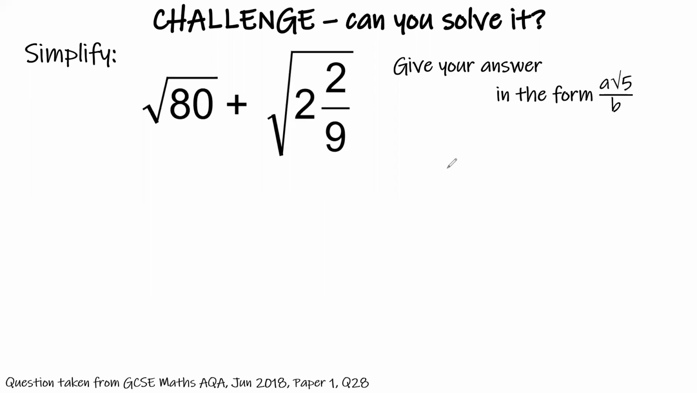So today we've got a real challenge for you. It's this really fun looking surds question. We've been given this really quite nasty looking equation. We've got two surds, we've got fraction surds, we've got all sorts going on in this question, and we've been asked to simplify it, giving your answer in the form A root 5 over B.